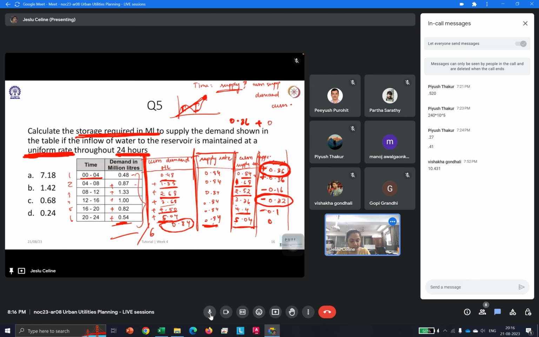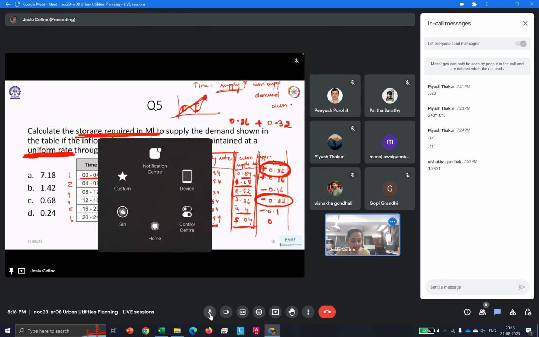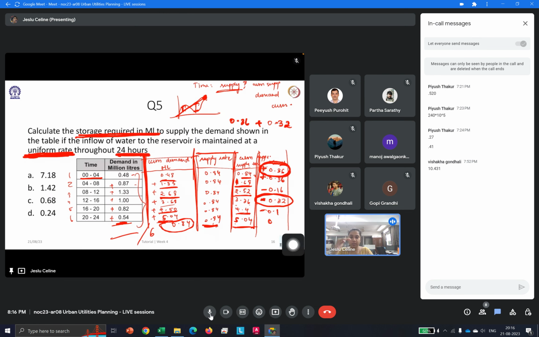So plus 0.32. Now, why some people prefer to put everything as positive values is that eventually you need to add them up. Just because this is a negative value, we should not subtract it, because it just means that supply is more than demand or demand is more than supply. So it's a sign convention that we are taking. So eventually we need to add them both up.